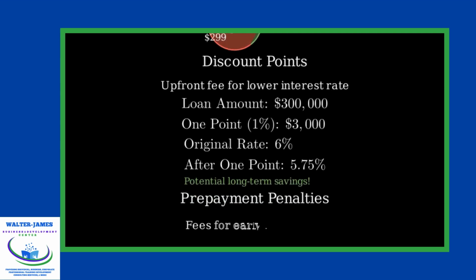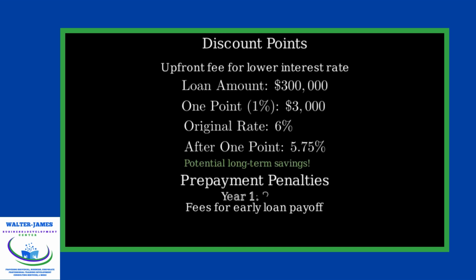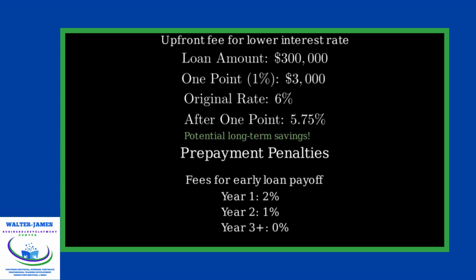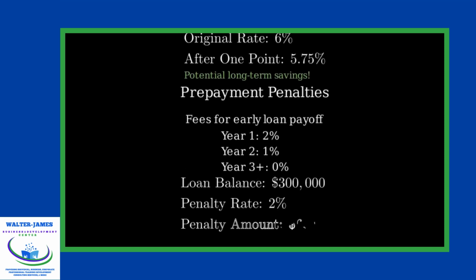Finally, let's discuss prepayment penalties. These are fees charged by some lenders if you pay off your mortgage early or make extra payments above a specified amount. For example, a prepayment penalty might be 2% of the loan balance if paid off in the first year, 1% in the second year, and 0 thereafter. On a $300,000 loan, paying it off in the first year would incur a $6,000 penalty.